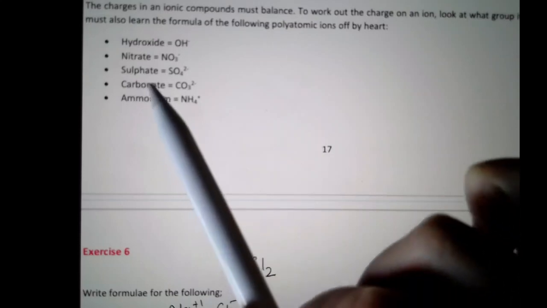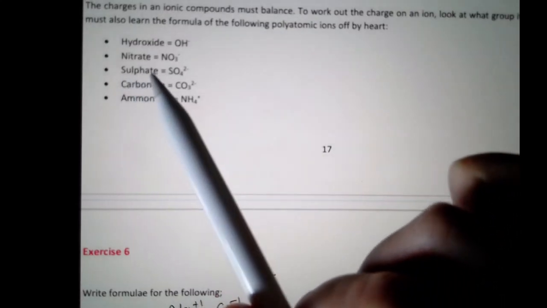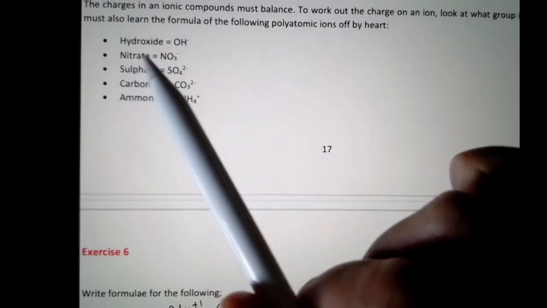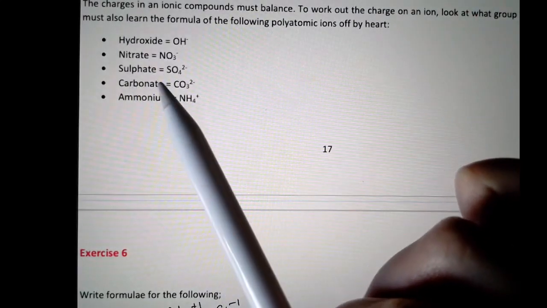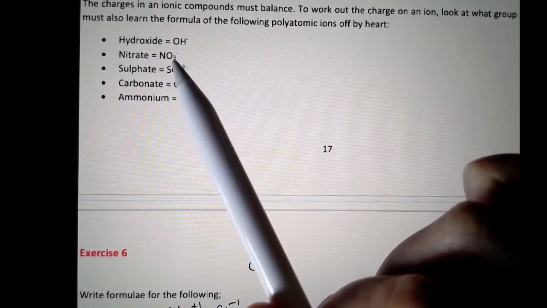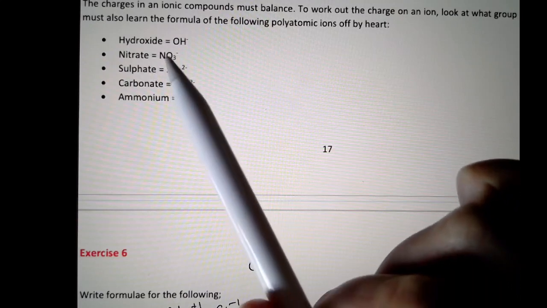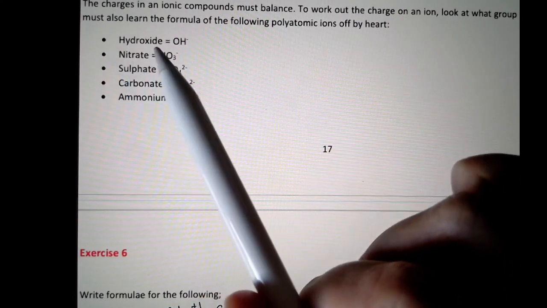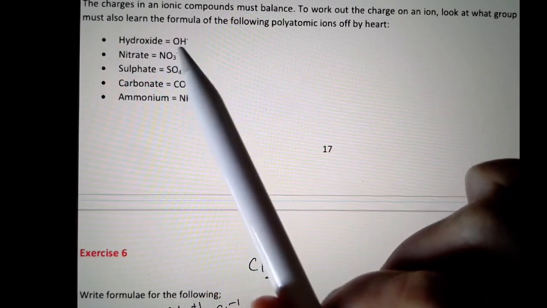Unfortunately, sulfate is not the only polyatomic ion you're going to come across. You've got 5 that you need to learn. So as I said, "ate" means oxygen. So sulfate is sulfur and oxygen. Nitrate is nitrogen and oxygen, and carbonate is carbon and oxygen. But you need to memorize these actual formulas with the numbers and the charges. You've also got hydroxide, which is oxygen and hydrogen, and a -1 charge.